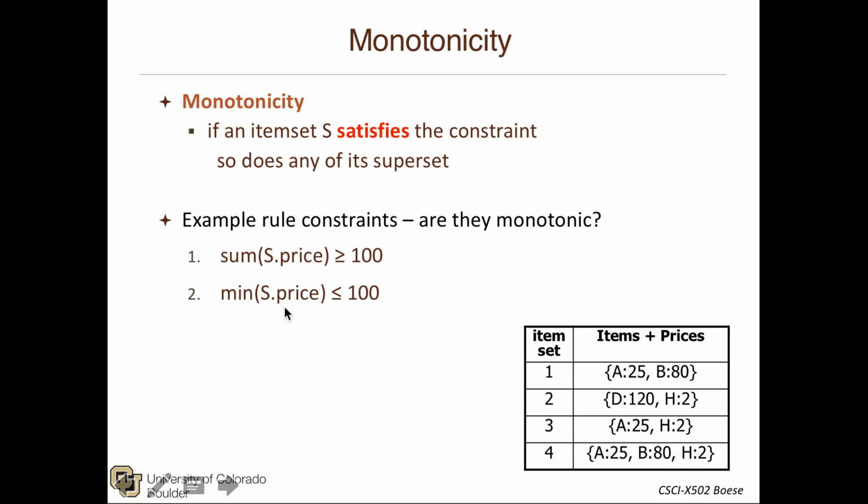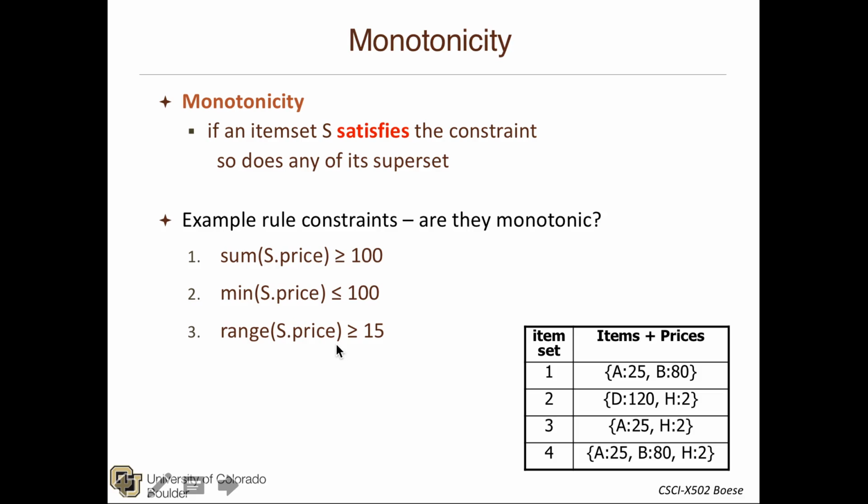If the minimum price of our subset is less than or equal to 100, that is satisfied. We bought a pack of gum and it's like $2. So this is satisfied. Anything we add to our item set, we're still going to meet this constraint, because that minimum is just the minimum price. So we only need one item to meet this requirement. So this is also monotonic. If we look at the range of our item set prices, is it greater than or equal to 15? If an item set already satisfies that, then so does every superset that contains this set.